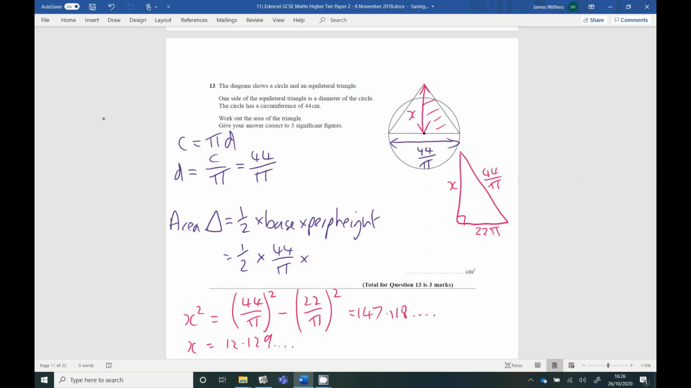So let's take that back up to here. Now I've still got that exactly in my calculator, so if I multiply that by 44, divide that by pi, and then multiply that by 0.5, I'm getting 84.9388. So read the question, give your answer to 3 significant figures. That's a final answer of 84.9.